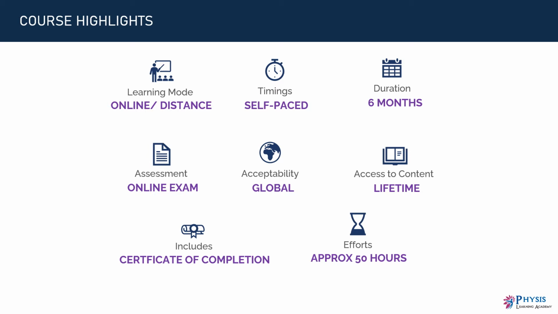Number 2, the course is completely self-paced, which means you can take the modules at your pace and time. Number 3, you will get 6 months and need approximately 50 hours of effort to finish the course along with the exam. Number 4, there would be an online exam at the end. Number 5, the certification is valid globally. Number 6, you will get lifetime access to the course content. Number 7, you will get a certificate of completion along with a performance card upon successful completion. There is no extra cost for exams and certification.